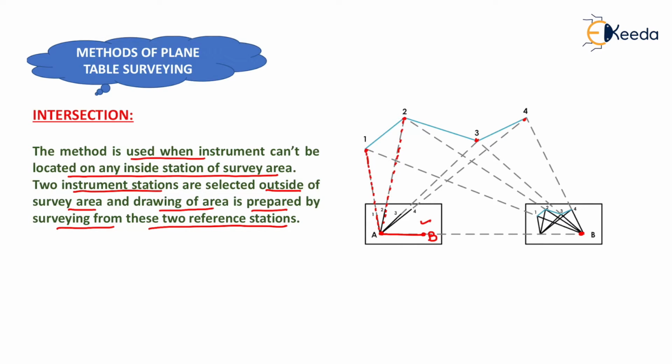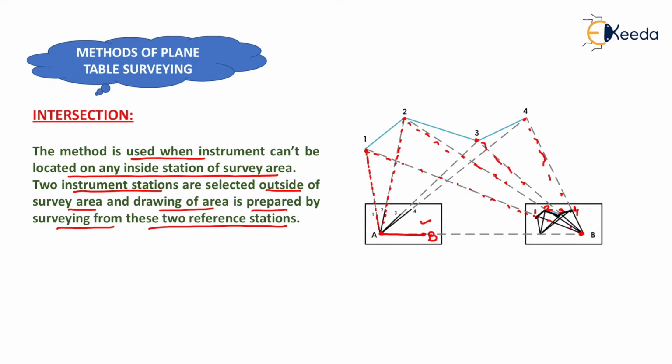Now we take the plane table board from station A and we will keep our plane table board at station B. Now from station B, we will sight station 1 and we will draw a ray like this. Similarly, we will draw rays at station 2, at station 3 and at station 4. Now where the first line from station A and station B will intersect, we will get our first station, that is 1, similarly second, similarly third and similarly fourth. In this way, we will get our required survey area like this. That is our required survey area.